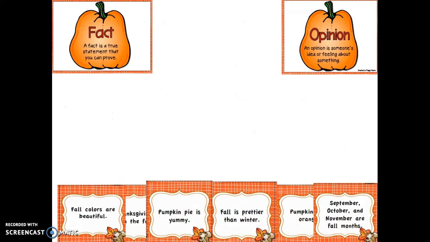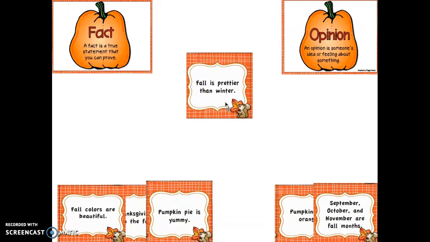So I found some fun fall statements that we're just going to do some practicing with. I'm going to read the statement, we're going to sort them, and we're going to discuss why they're facts or why they are opinions. We're going to start with, fall is prettier than winter.